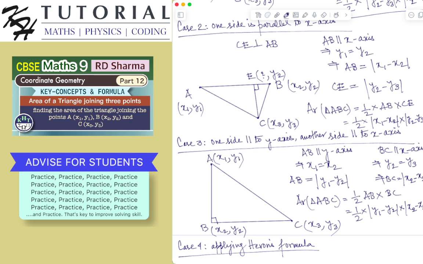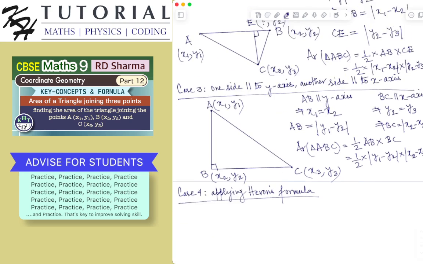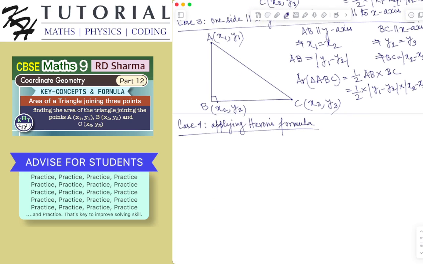Okay, now the final case will be the most complicated. I mean, you have to apply Heron's formula, because the triangle formed by joining the 3 points is neither a right angle triangle nor does it have any side parallel to the coordinate axes. So I have to find the distance between all the 3 points using the distance formula, that is the distance between 2 points.